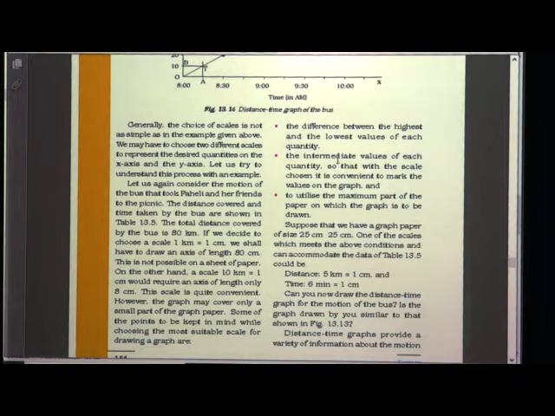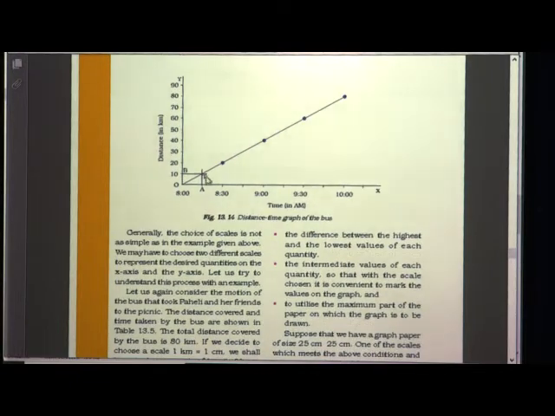We should think first, and then we have to make a scale. Before deciding the scale of any graph, we should think about the readings and then decide. So look at the difference between the highest and the lowest values of each quantity. Here it is the difference from 10 kilometer to 80 kilometer. So it is not possible for 1 centimeter to be 1 kilometer. That is why we take 1 centimeter equal to 10 kilometer.